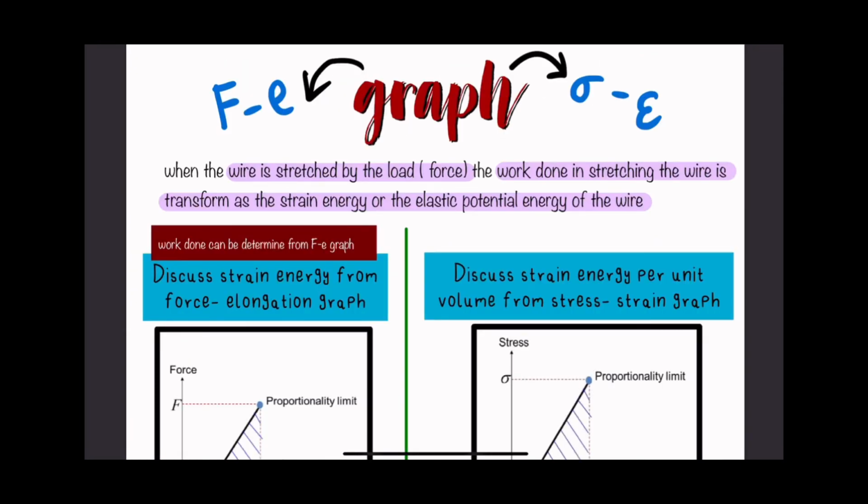Okay. So, next is to discuss strain energy from the force-elongation graph, and discuss the strain energy per unit volume from the stress-strain graph. So based on the graph, we have two: the force-E graph and the stress versus strain graph. When the wire is stretched by the load force, the work done in stretching the wire is transformed as the strain energy, or the elastic potential energy of the wire.